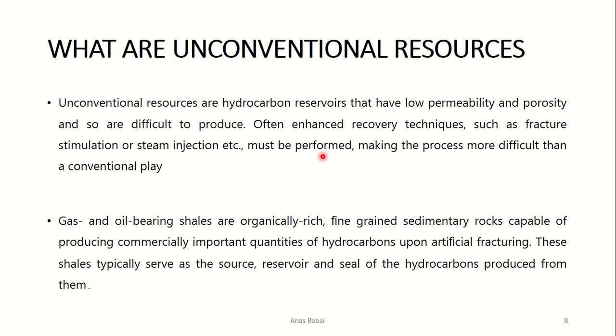Unconventional reservoirs are those reservoirs which are characterized by low porosity and permeability, and they need specific treatment in order to be able to produce. So you need to do some kind of fracking, which is an enhancement recovery technique, in which you are trying to produce an artificial permeability in the reservoir.